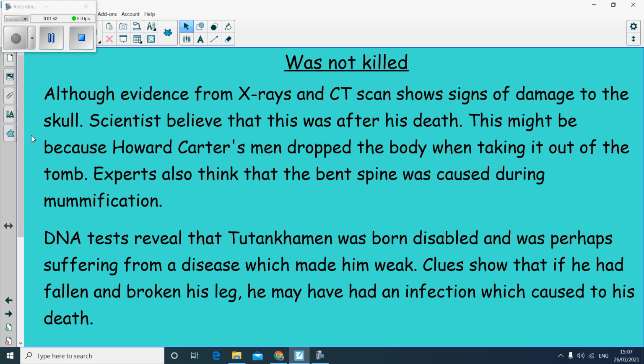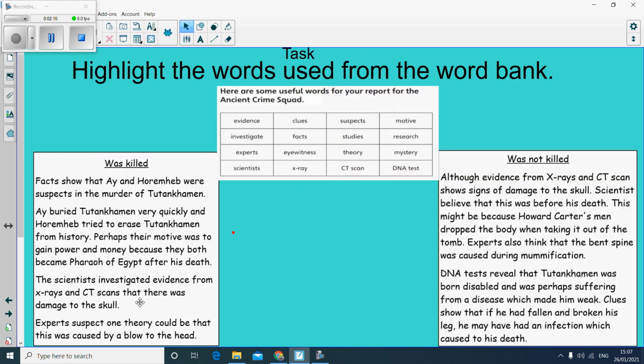Experts also think that the bent spine was caused during mummification. DNA tests reveal that Tutankhamun was born disabled and was perhaps suffering from a disease which made him weak. Clues show that if he had fallen and broken his leg, he may have had an infection which caused his death.